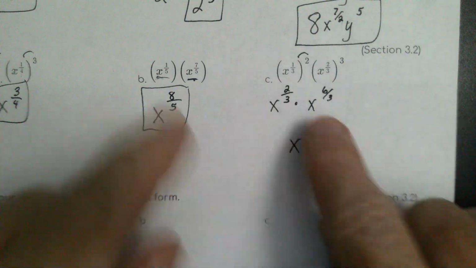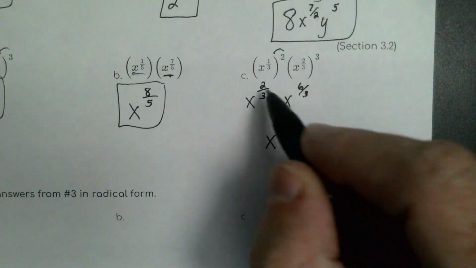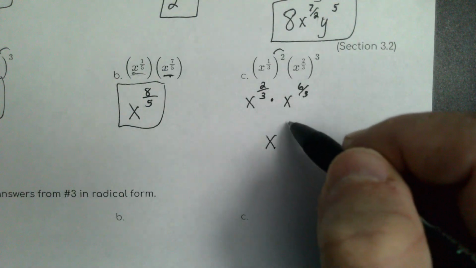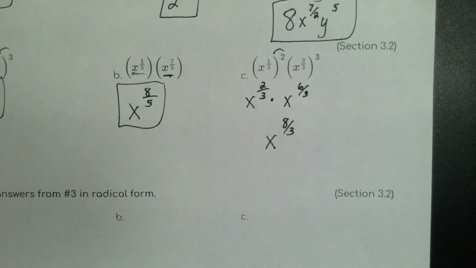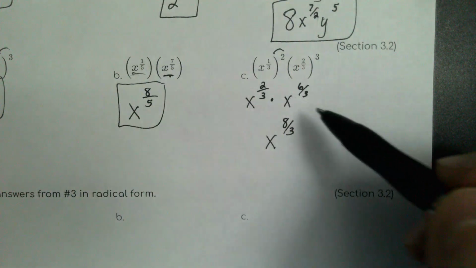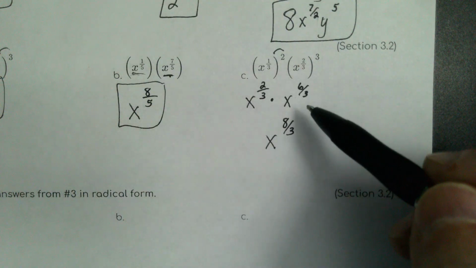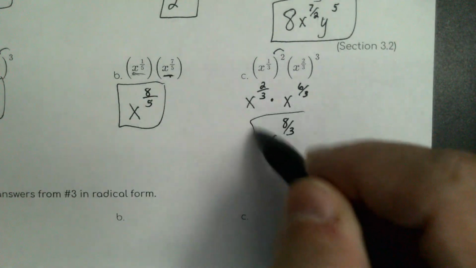So we're multiplying just as we did here. So we added. So 2/3 plus 6/3 is 8/3. When you have a common denominator, you just add the numerators. But again, plug it in a Desmos or a calculator if you're not good with fractions. Okay, so those three are done.